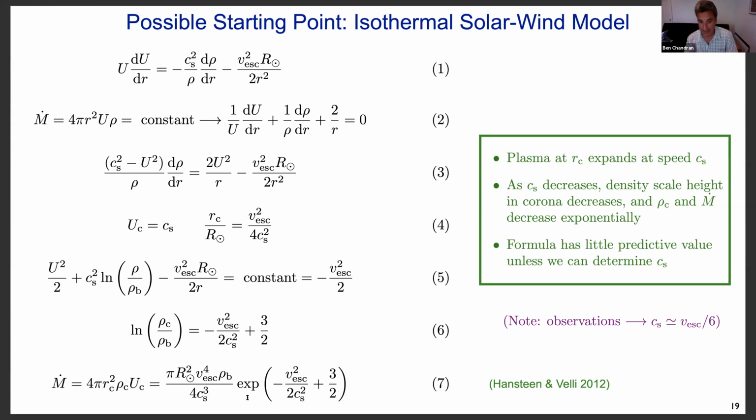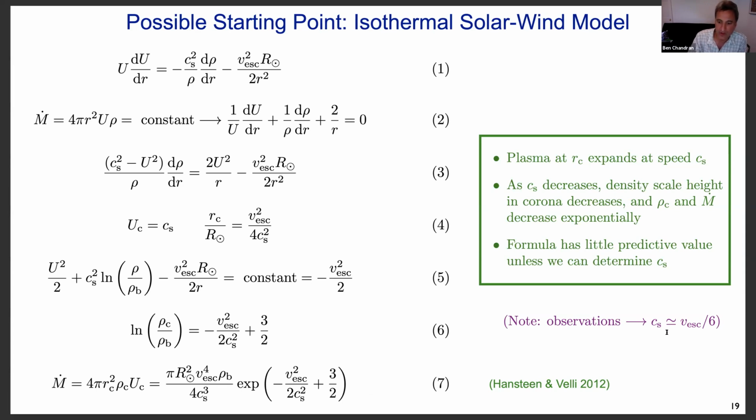The final point I'll make has to do with the question: have we succeeded in our goal of getting an analytic solar wind model? This formula actually has very little predictive value for us unless we can determine the sound speed with exquisite accuracy. That's because tiny variations in CS lead to enormous variations in m dot because of this exponential sensitivity.